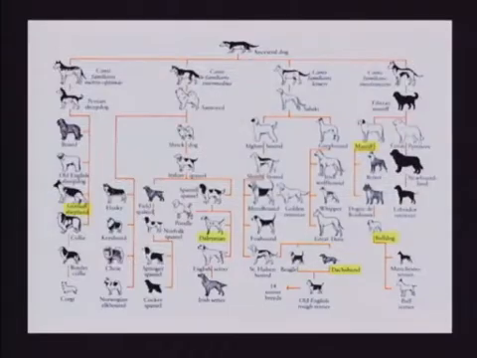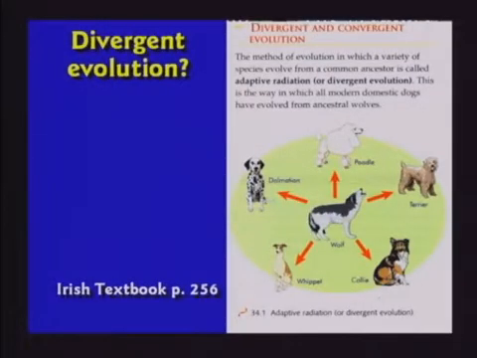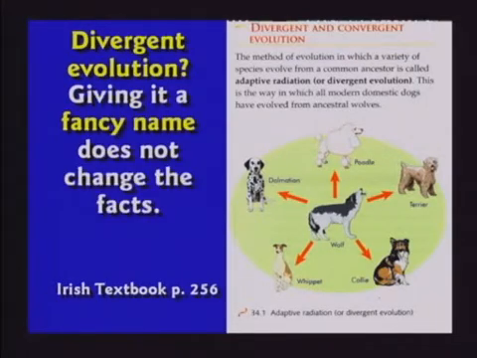There are varieties of dogs in the world, a whole bunch of them. And I bet they had a common ancestor, dog. This Irish textbook calls it divergent evolution. Saying the terrier and the poodle had a common ancestor? Oh, come on, don't give it a fancy name. It's still a dog. Don't call it divergent evolution. It's a variety of dog.